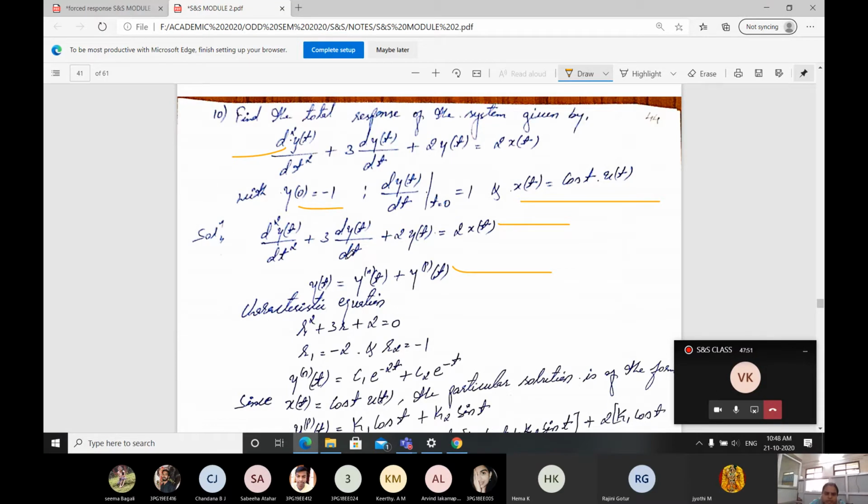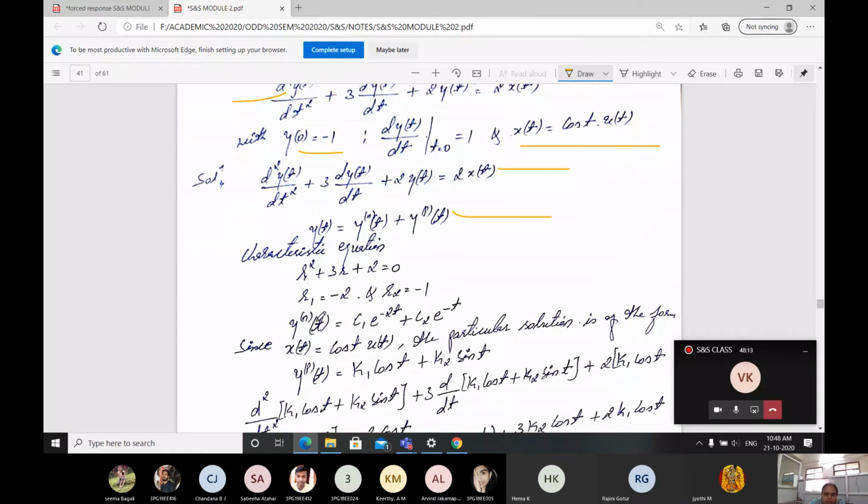Therefore, first you have to write the characteristic equation, that is r square plus 3r plus 2, equal to 0. Then after solving for the roots, r1 will come as minus 2 and r2 as minus 1. Then the natural response yn of t is going to be c1 e raised to minus 2t plus c2 e raised to minus t. These are both constant values, I hope you remember.